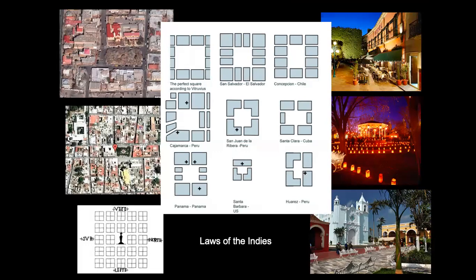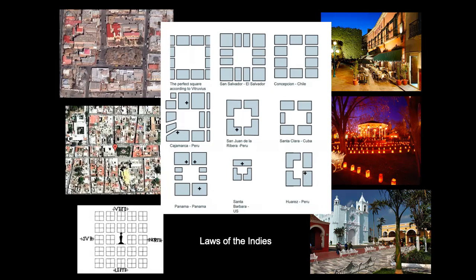So this idea that the grid pattern is a pervasive pattern in human settlements extends around the world. This is again in the Americas. This is something known as the Laws of the Indies, a pattern that the Spanish imposed upon the New World. And it was a code that they essentially said, you will build your cities in this way. You will have a central square, it will have a church on it, it will have a market on it, it will have a grid of streets radiating out from that pattern, and so on. And you can see many, many examples of cities that even today still have that pattern. Santa Barbara in the US, San Juan, Santa Clara in Cuba, San Salvador, Panama City, et cetera.